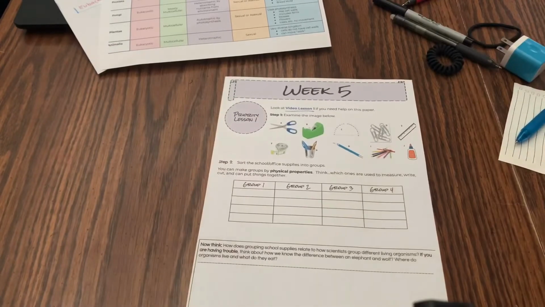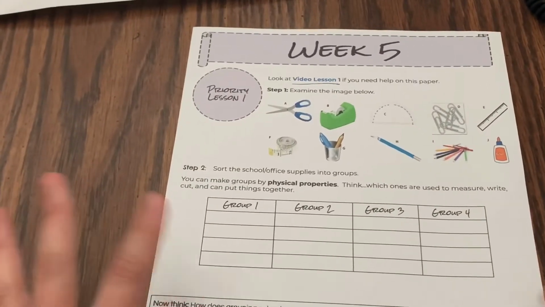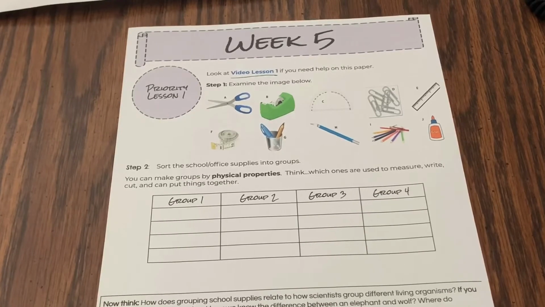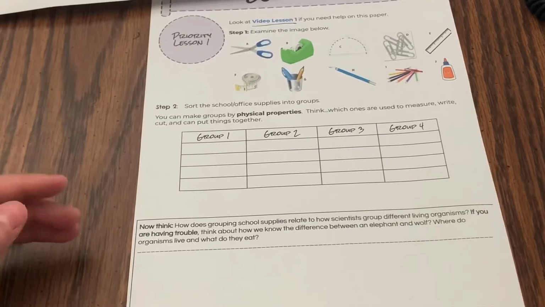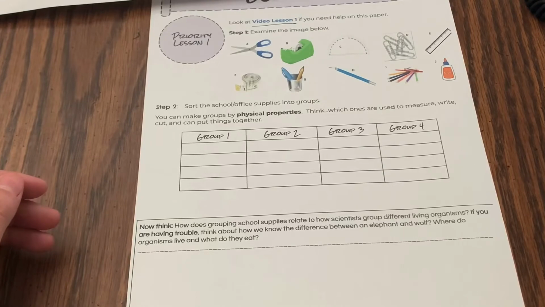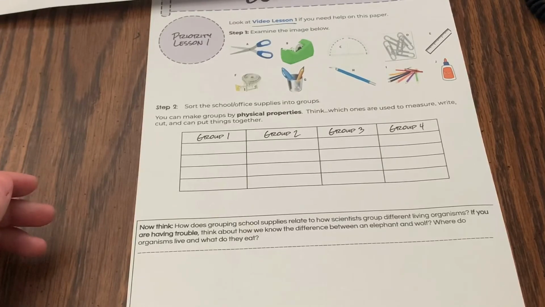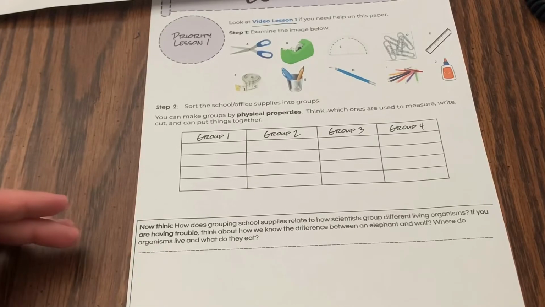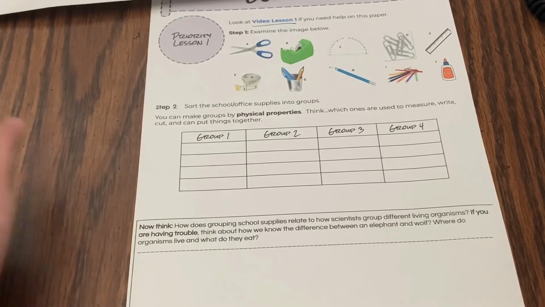So back to here. If you have any questions on this, shoot us a text, a message, an email, whatever, private comments. Down here, think about how grouping school supplies relates to how scientists group living organisms. Hopefully you guys have a really good answer. Think about how they live, what they eat. You have omnivores, carnivores, herbivores, all right?